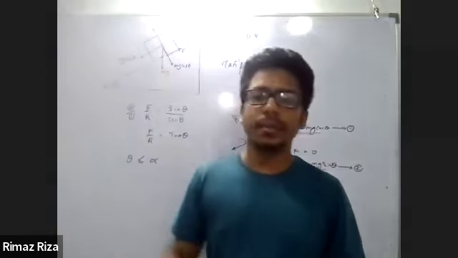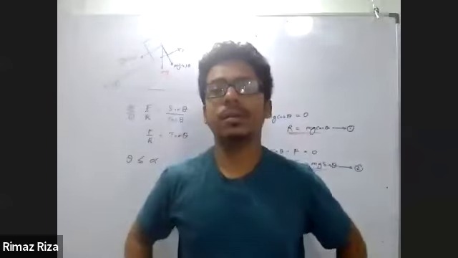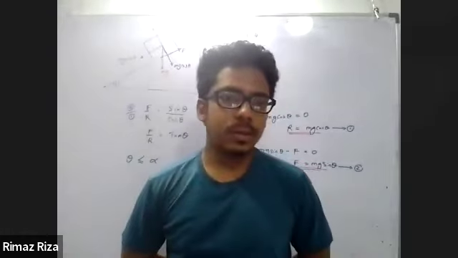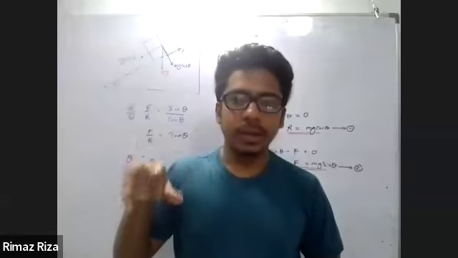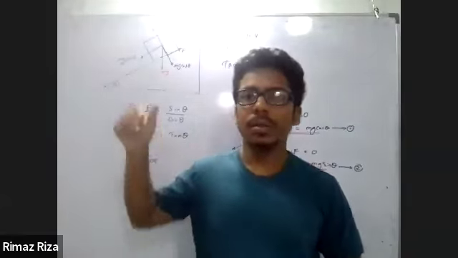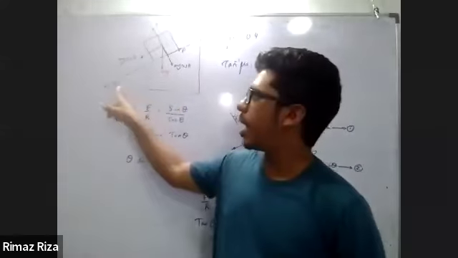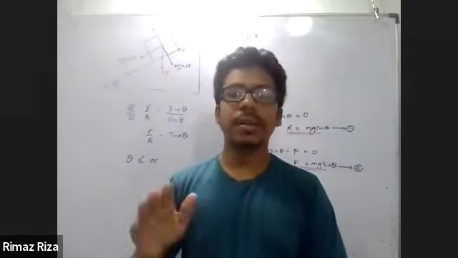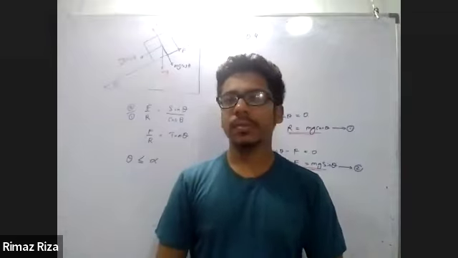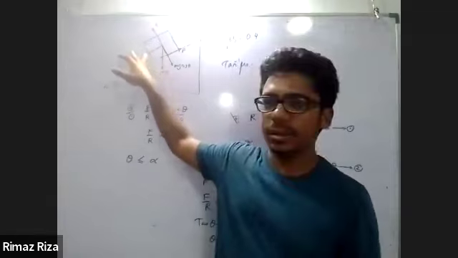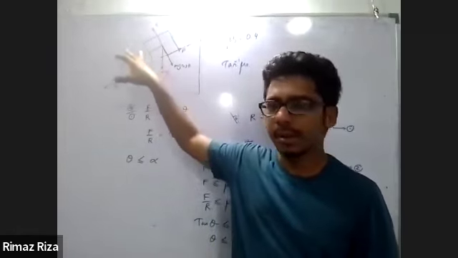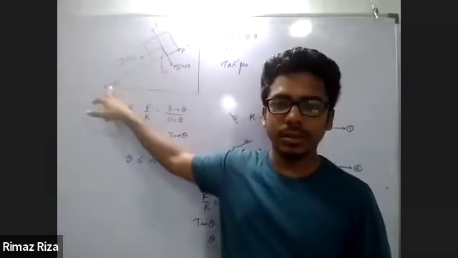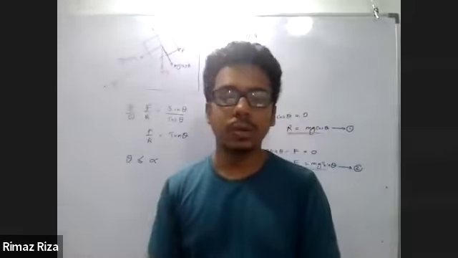In other words, the object will remain stationary or in equilibrium on the inclined plane if the angle of inclination is less than or equal to alpha.